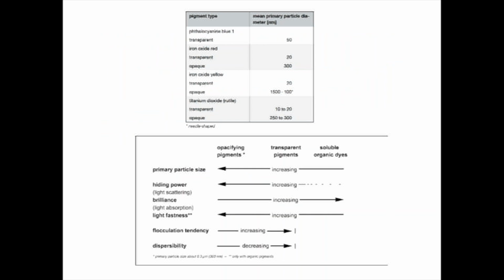Here, for example, you can see how different ingredients, such as your pigments, your soluble dyes, can move a property, whether we are referring to the hiding power, the brilliance, and then controlling its ability to prevent flocculation or ability to disperse, can vary between an opacifying pigment and a soluble organic dye. So opacifying pigments are typically solids or particles. On the other hand, soluble organic dyes are organic small molecules that are added to, let's say, provide color.